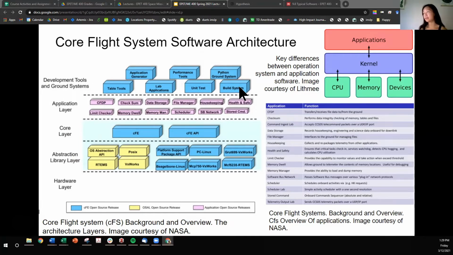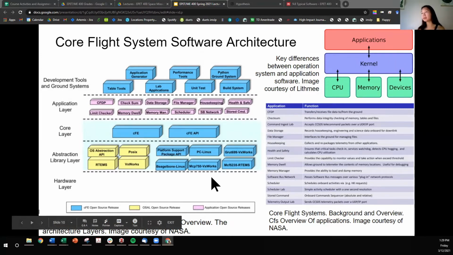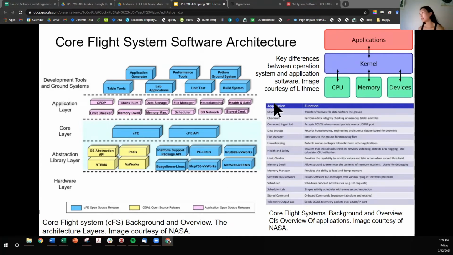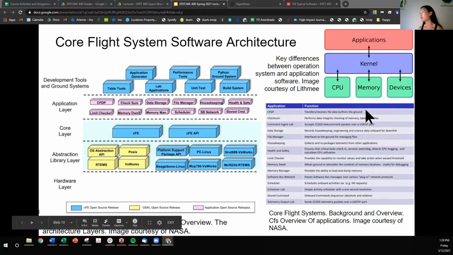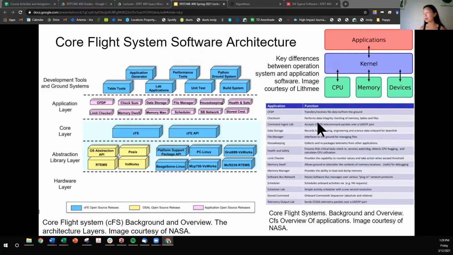Here, core flight system, or CFS, is separated into development tools and ground systems, and then an application layer, a core layer, and an abstraction library layer. So these two together can maybe be simplified into a kernel. And then you've got your hardware layer that interacts with the abstraction library layer. The application layer, you'll see there are a bunch of functions and examples of what applications can be.